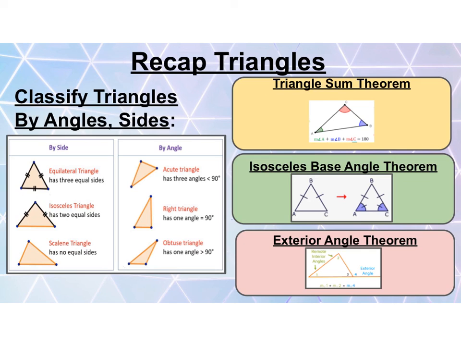Just to recap, we've got our vocabulary words for classifying by sides: scalene, isosceles, equilateral. Angle words: acute, right, and obtuse. Both of those would include equilateral, and then angle would be equiangular as well. The triangle sum theorem: all the angles have to add to 180. Isosceles base angle: if the legs are congruent, then the base angles are congruent. And the exterior angle theorem: the exterior angle equals the two remote. Nice job.